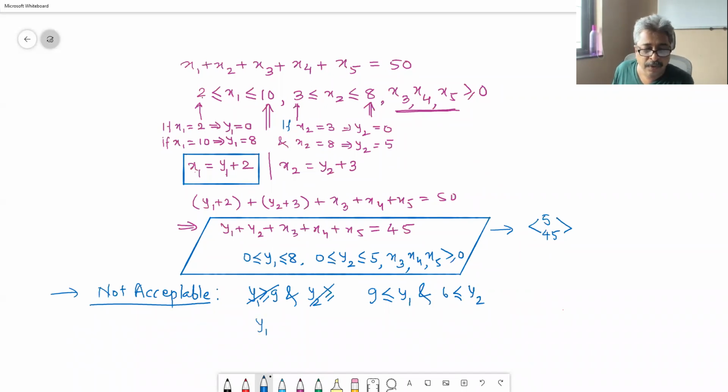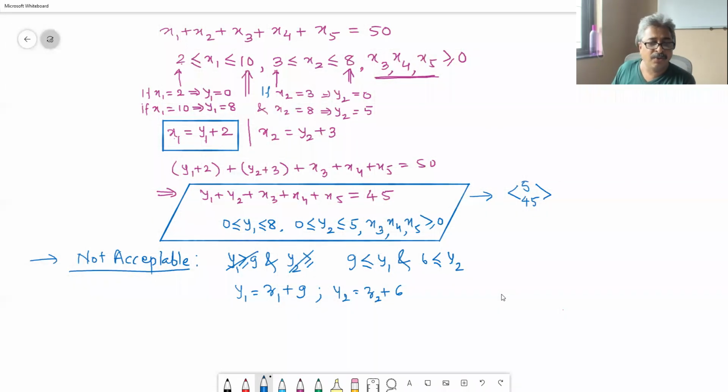Therefore, we substitute y1 is equal to z1 plus 9. So if y1 is 9, z1 is 0. If y1 is 10, then z1 is 1, something like that. And z2, a new variable, y2 is equal to z2 plus 6. With these two new variables, we will be able to find out what we don't want.